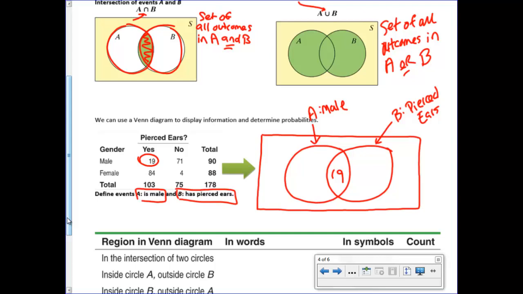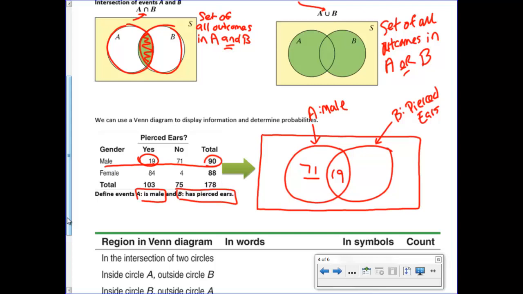Because if I look at the male circle, 19 of them are in both, but in total, how many males do I have? We have 90 males total. So in this circle, when I add these two numbers together, whatever number plus 19, it has to add up to 90. So what do we have? We have 71 that's missing. Males are 71, and they're not in that other circle because they do not have pierced ears.